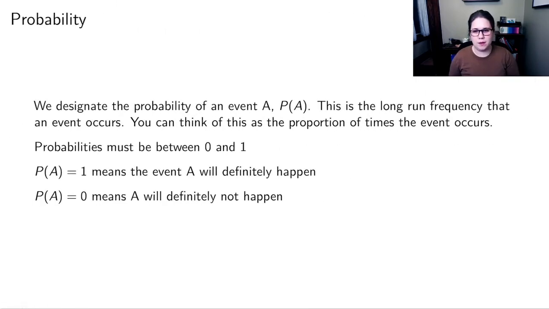And then we're going to designate the probability of an event basically as the long run frequency that the event occurs. So that's sort of like the proportion of times the event occurs if you were going to do it many, many times. Probability is always between 0 and 1. If you have a probability of 1, that means the event is definitely going to happen. And if you have a probability of 0, that means it's definitely not going to happen. The way that we denote probability is like this: we'll have P, and then we pronounce the parentheses as "of." So P of A, the probability of A happening.